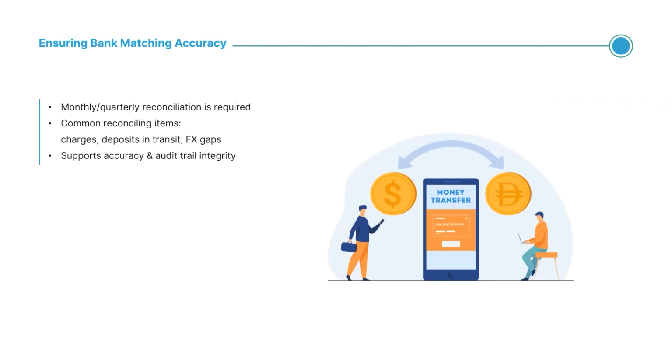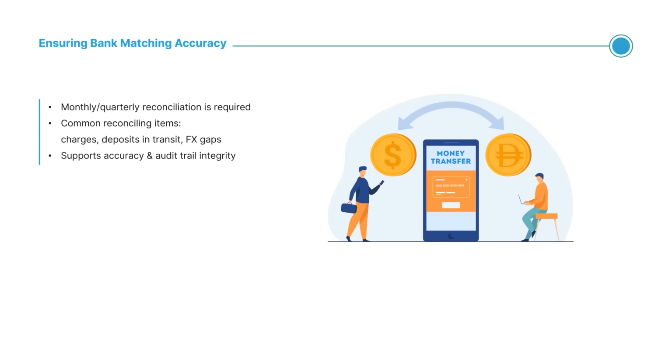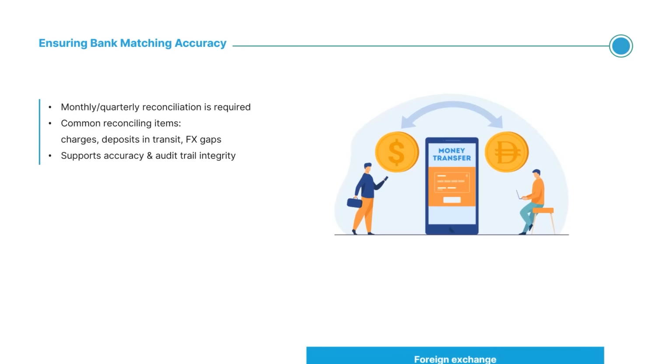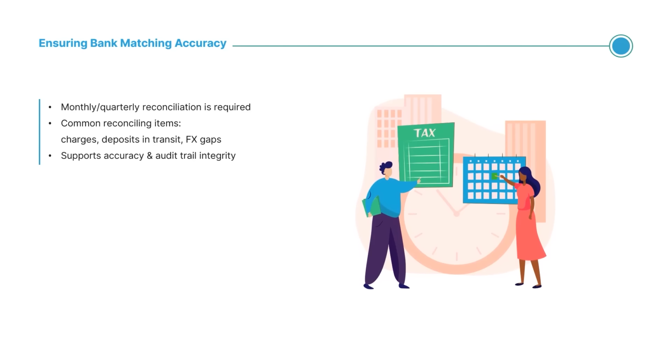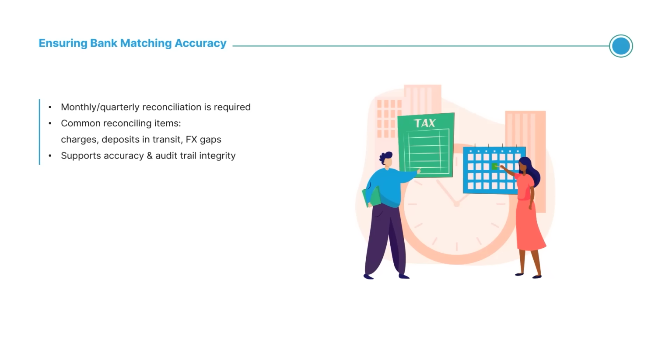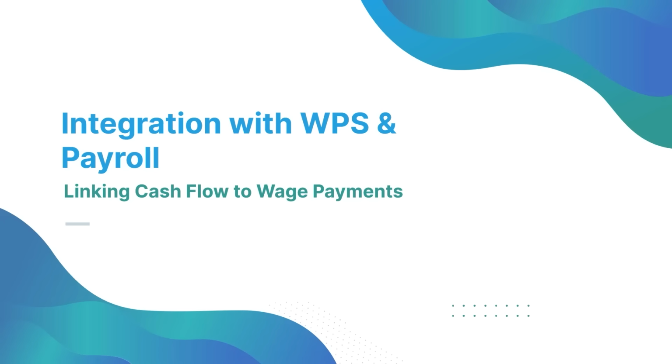Foreign exchange differences are also common, especially with USD or Euro transfers. Suppose the dirham equivalent differs due to FX rate changes. This is recorded as debit exchange loss, credit cash for the shortfall. Performing reconciliations monthly or quarterly at the latest not only satisfies audit and tax expectations but also builds a strong audit trail for regulators.